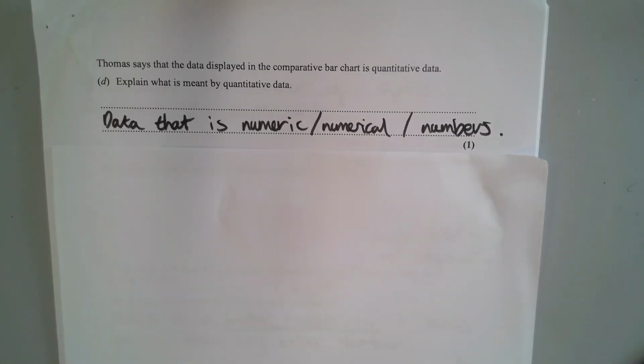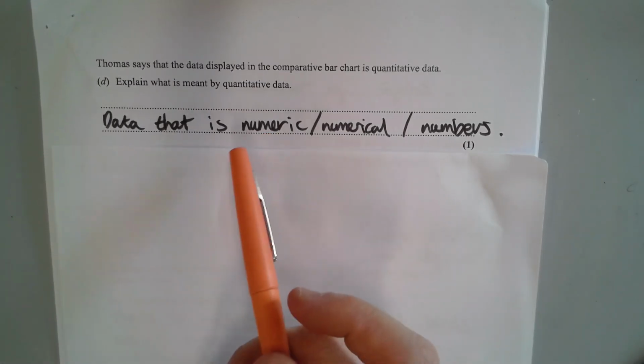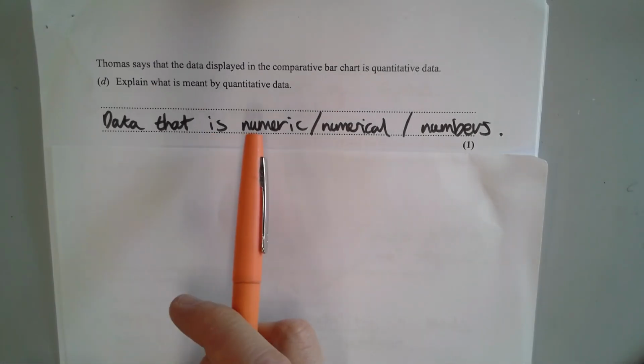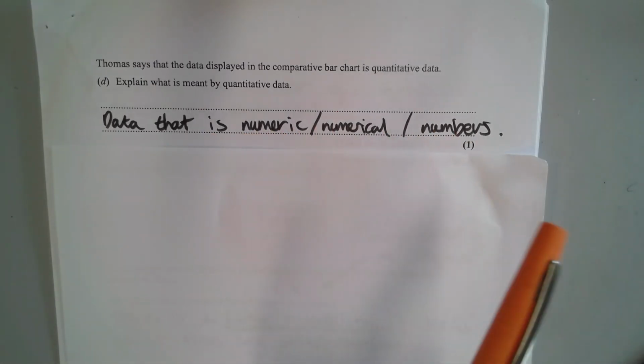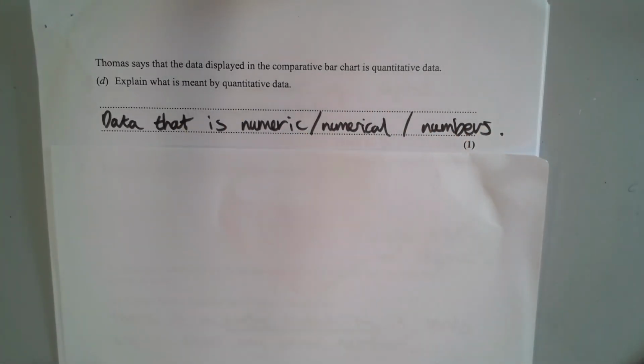The next question asks us to explain what quantitative data is. And this is quite simply data that is numeric, numerical, or numbers. You need to have only one of those words, so you don't need all 3, but you could say one of them, like data that is numbers, data that is numeric.